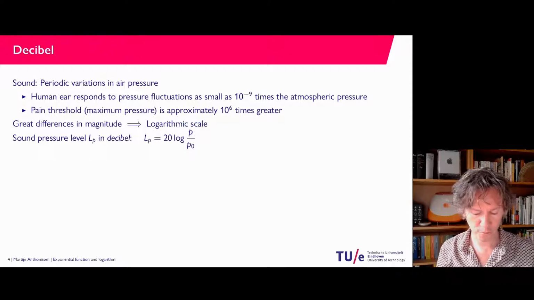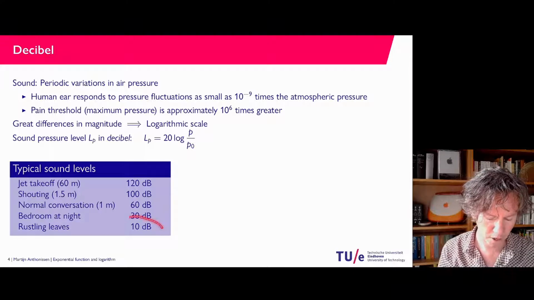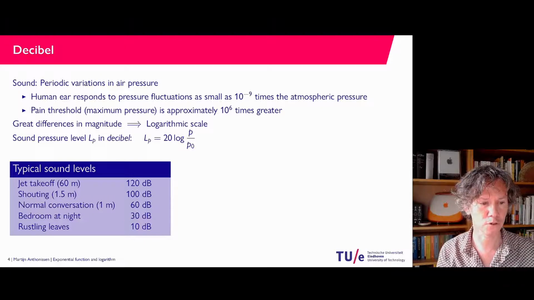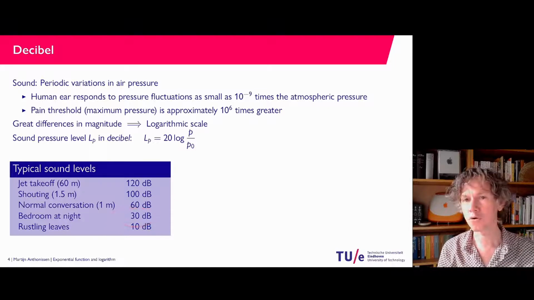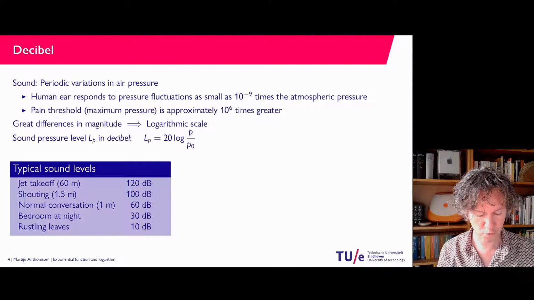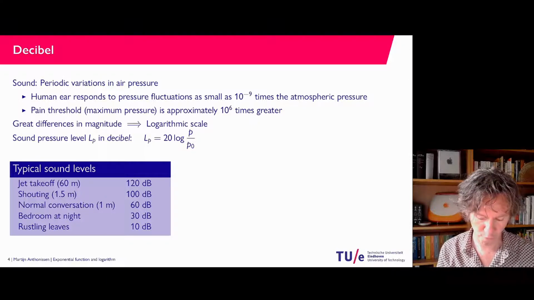So what does this number say? For instance, some typical sound levels, if we start from the bottom: if you hear leaves of a tree rustling in the wind, that's 10 decibels. And then it goes up. A bedroom at night is 30 decibels. Normal conversation, at 1 meter, is 60. Shouting is 100 decibels, and a jet takeoff is 120 decibels. If you would specify these sound levels in terms of the pressure, you would get very large or small numbers, and now you get nice numbers to work with.